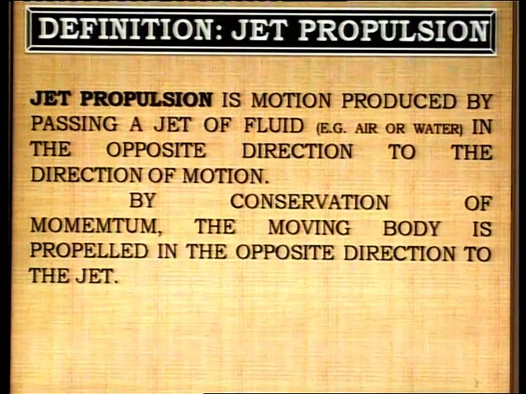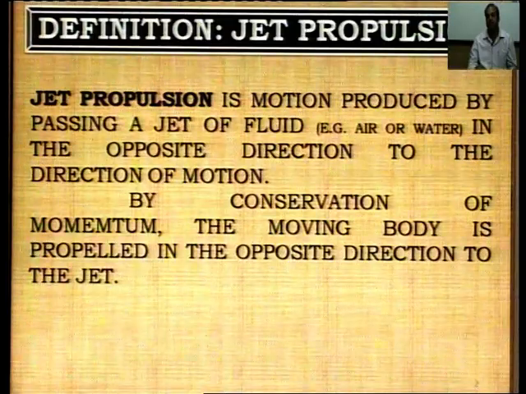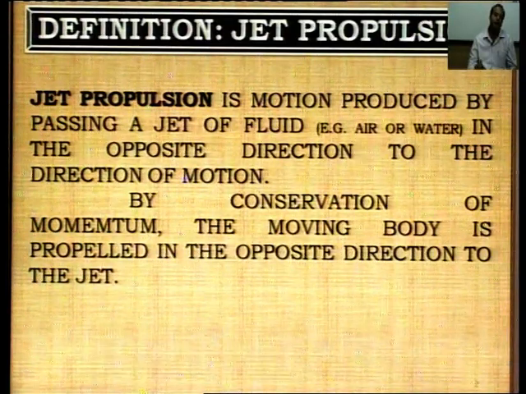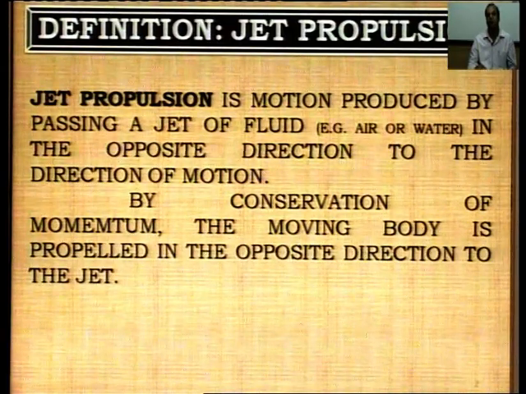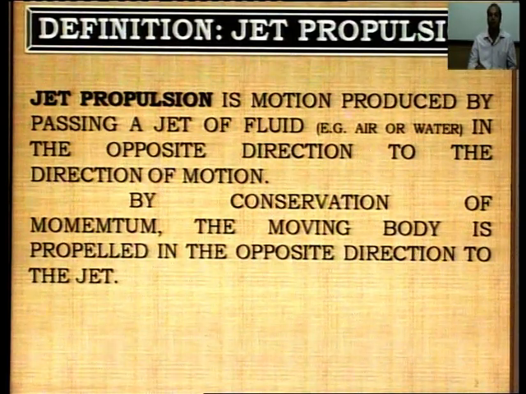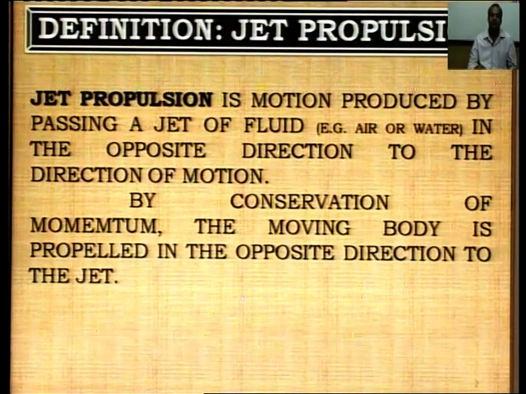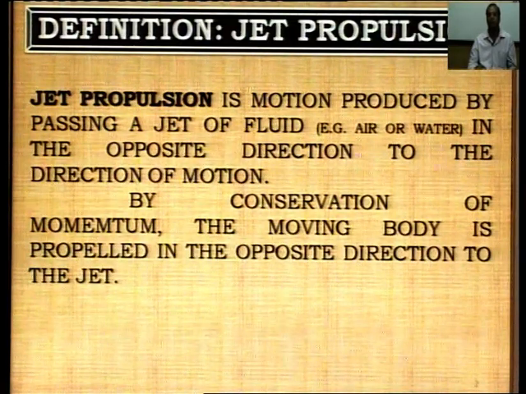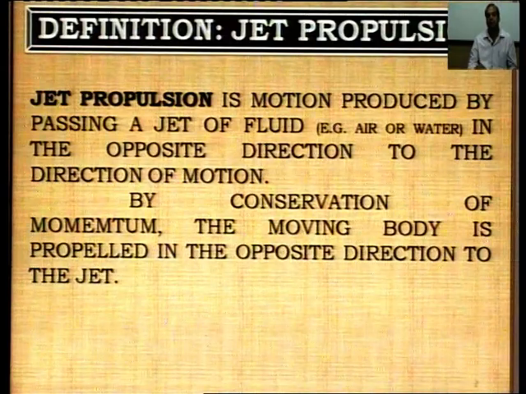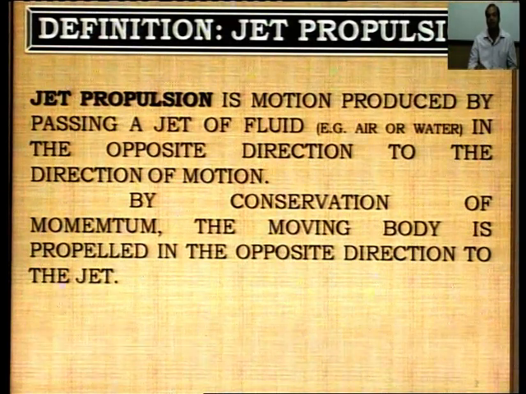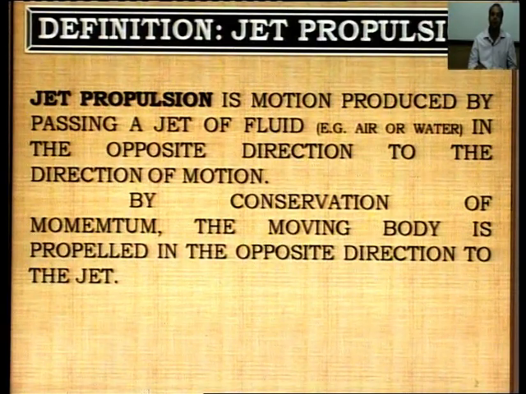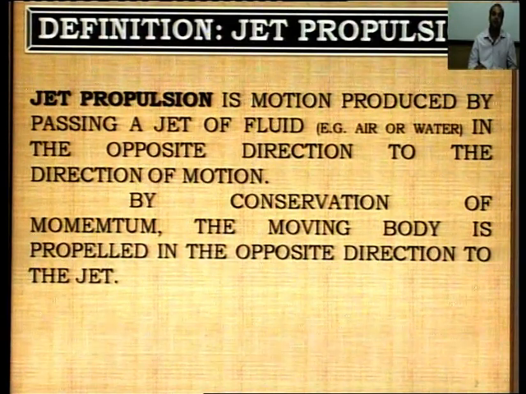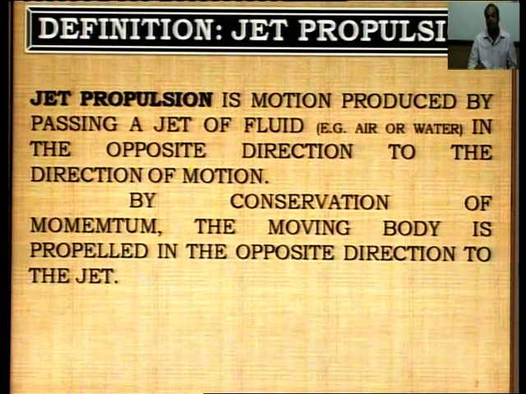First of all, we can discuss the definition of jet propulsion. Jet propulsion is a motion produced by passing a jet of fluid, which may be air or water, in the opposite direction to the direction of the motion. By the conservation of momentum, the moving body is propelled in the opposite direction to the jet. This is the basic definition of jet propulsion.